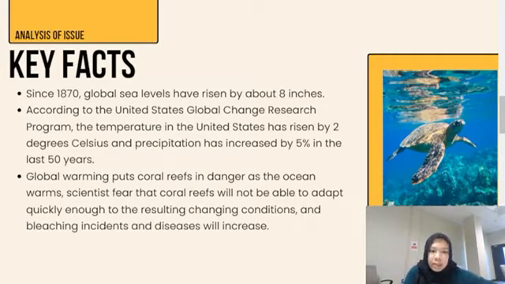Since 1870, global sea levels have risen by about 8 inches. According to the United States Global Change Research Program, the temperature in the United States has risen by 2 degrees Celsius, and precipitation has increased by 5% in the last 50 years. Global warming puts coral reef in danger as the ocean warms. Scientists fear that coral reef will not be able to adapt quickly enough to the resulting changing conditions, and bleaching incidents and diseases will increase.